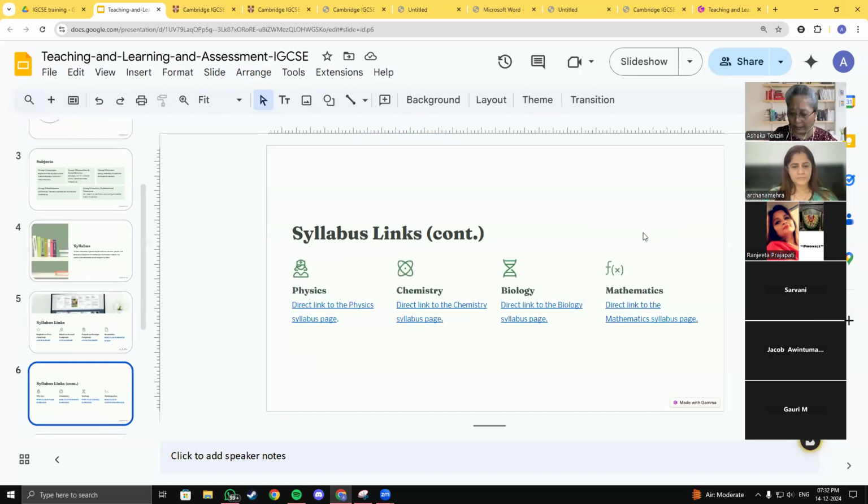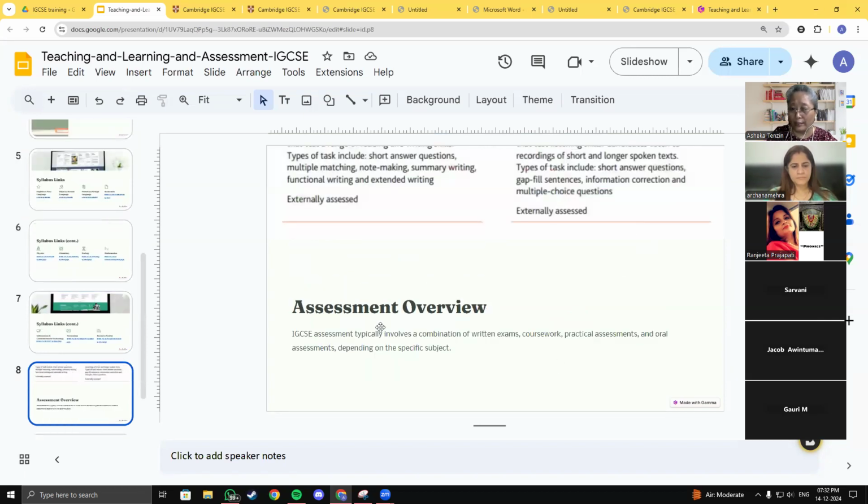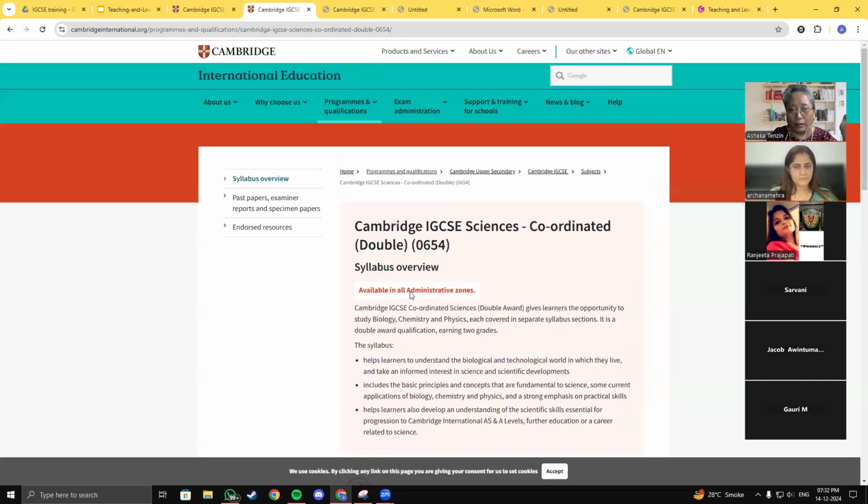Same way, physics, chemistry, biology, math, ICT, accounting, business, all these different subjects. Now, assessment overview, I just showed you the assessment overview for English, right? How it looks, how many papers. Same way for all subjects, you will be able to see the assessment overview. You will see how many papers, what papers and all. I will show you science.